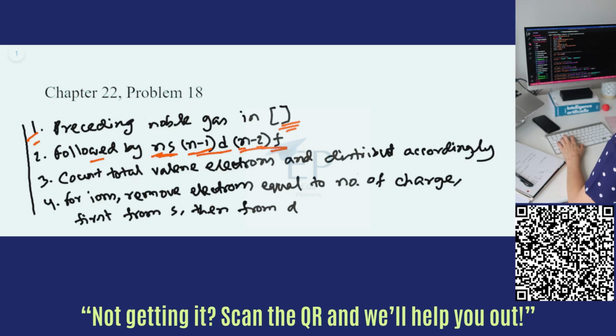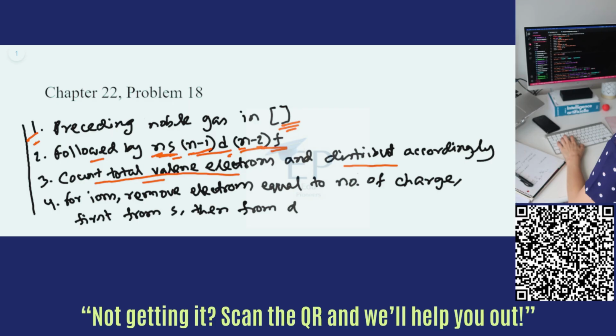And then we have to count the total valence electrons on that element, which we can count by just going through the specific row in which the element resides. So for example, if our element resides in row 3 and its position in the row is 5th, then the total valence electrons on that element is 5. And then we have to distribute the electrons accordingly, like they will first occupy the s orbitals, and then d orbitals, and then f orbitals.